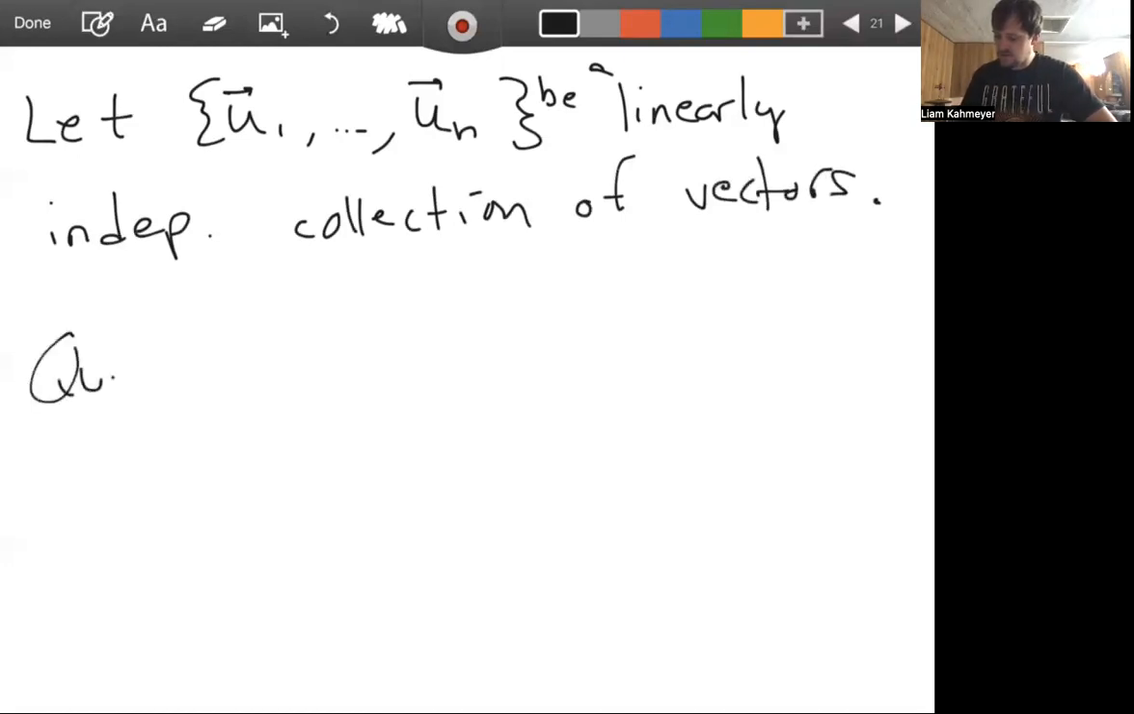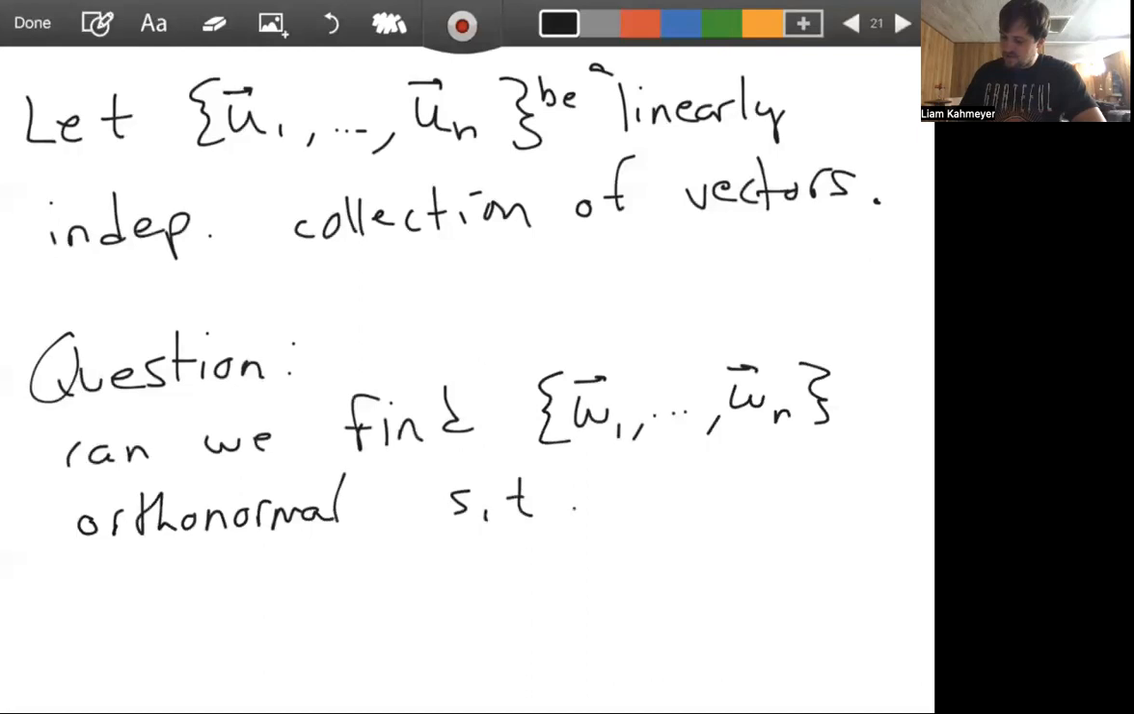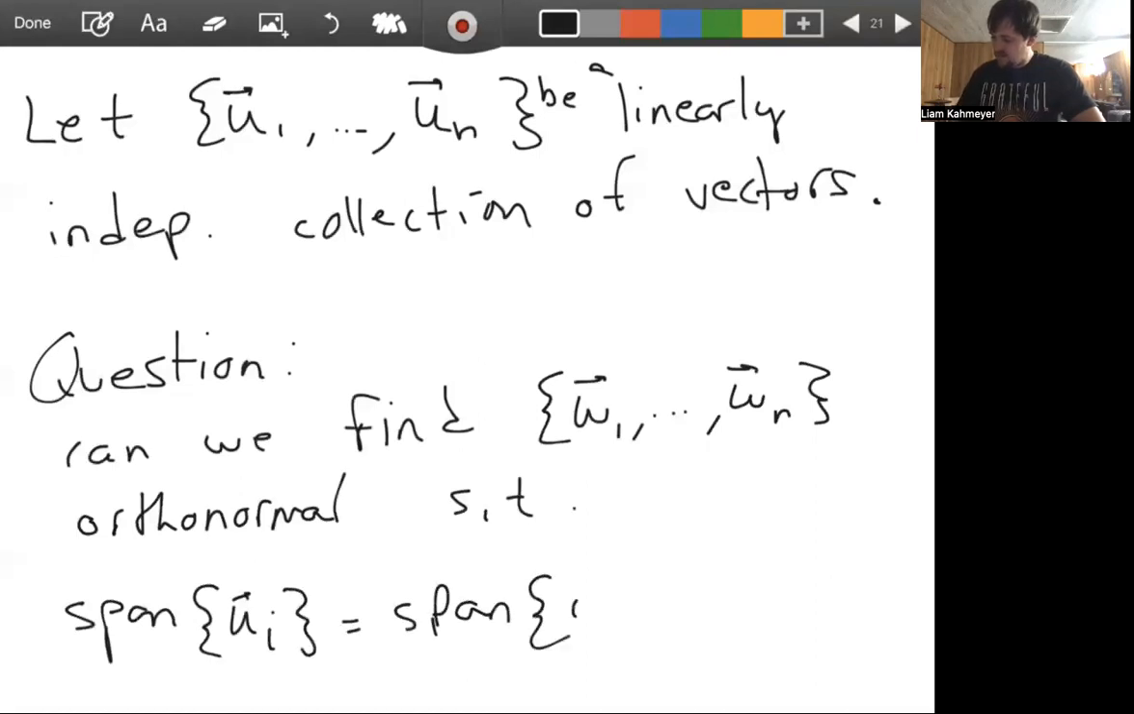Then here's a question. If this isn't necessarily orthogonal, all we have is linear independence, can we find, and if so, how do we find, W1 through Wn orthonormal such that the span, and I'm going to shorthand this here and just say, span of Ui is equal to the span of Wi. Okay. I might start doing that because I'm lazy.